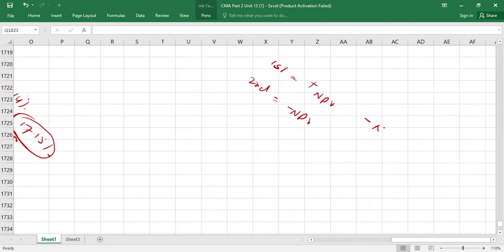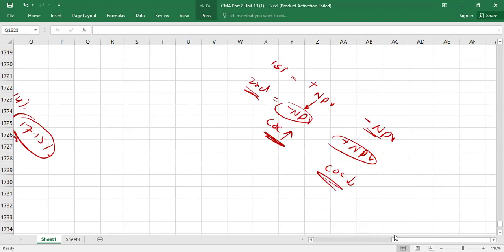Or if the first NPV is negative, then for the second NPV you should have a positive NPV. If the first is positive and you need a second negative NPV, the cost of capital will always be increased. If the first is negative, you need a positive NPV, and the cost of capital will always be decreased, because the second NPV we will always calculate using an assumed rate. And once it is calculated, then you have to apply the IRR formula.